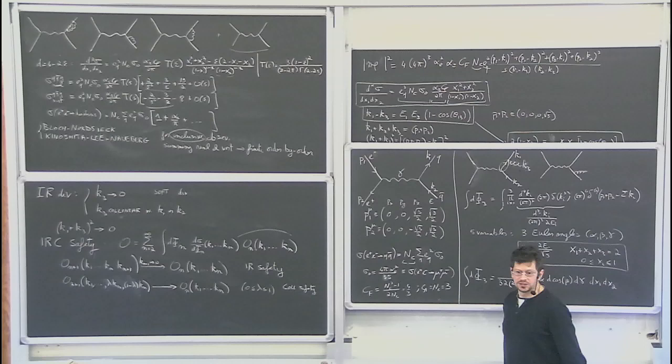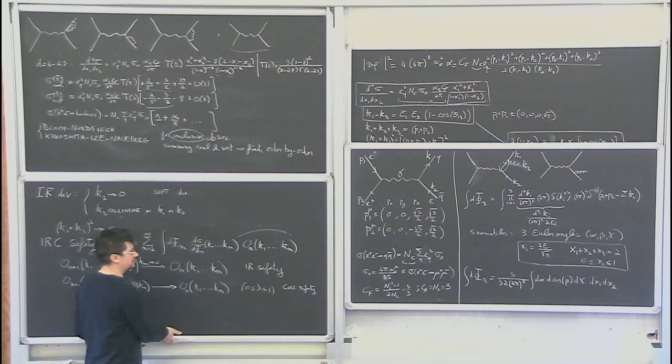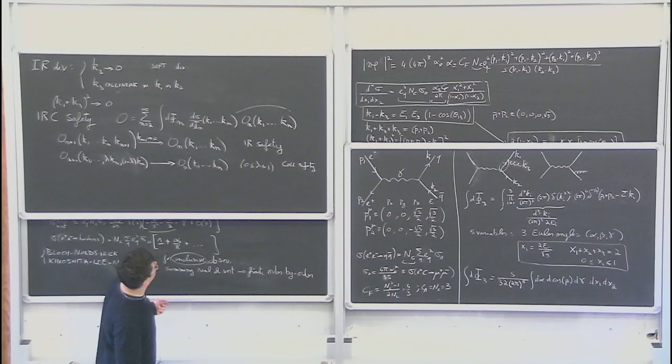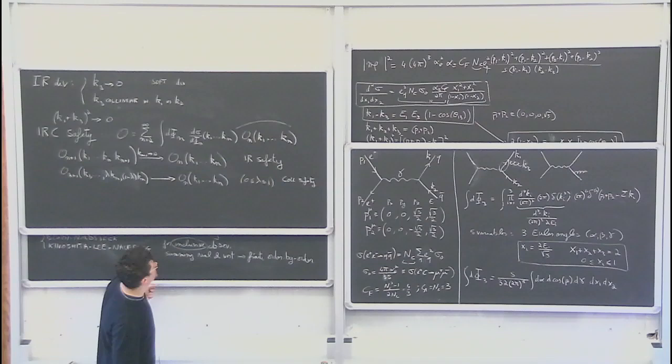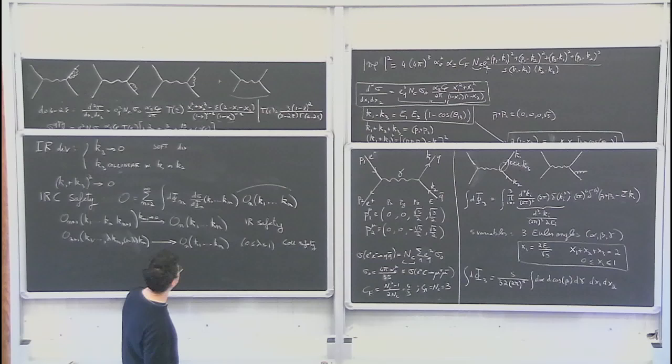Yes? Or vice versa? There are obvious examples. I'll give you examples of things which are infrared and collinear safe, and then we can talk. I think, as far as I remember, one is easier to build than the other. I think something which is infrared safe and not collinear safe is easier. Something which is collinear safe and not infrared safe may be a bit more complicated. No, there might be cases. I can try to cook up something in a few minutes.